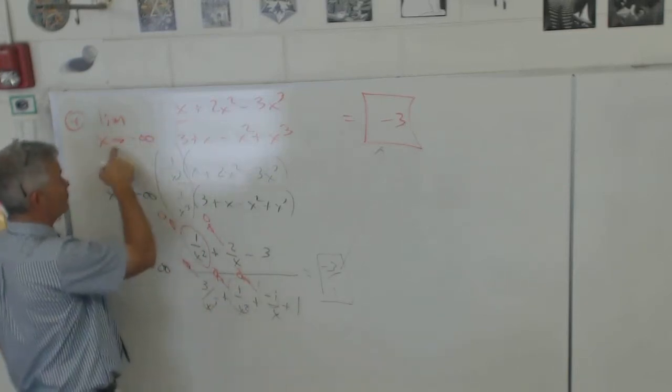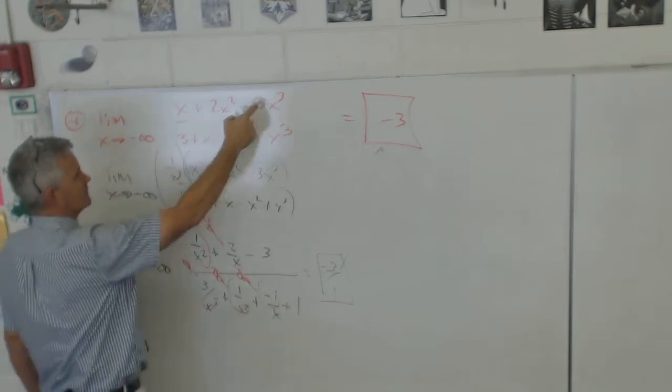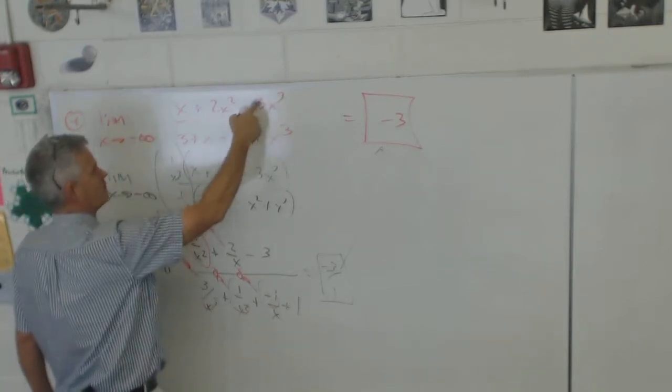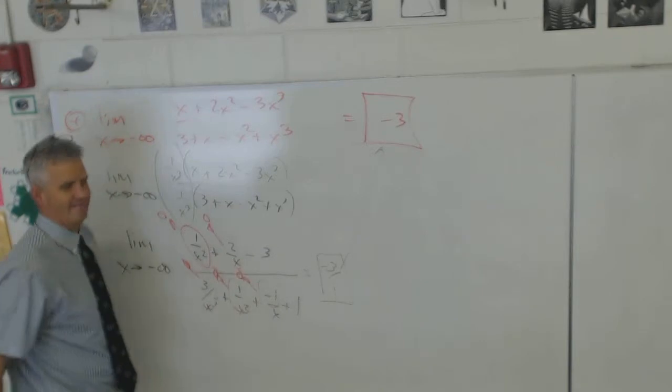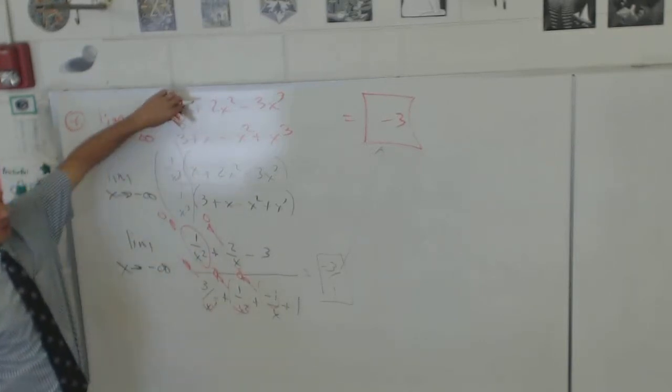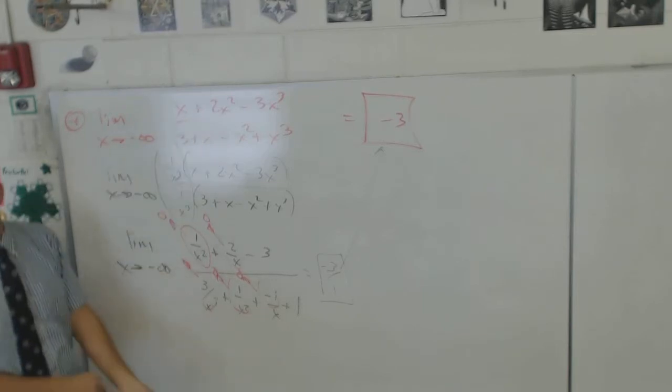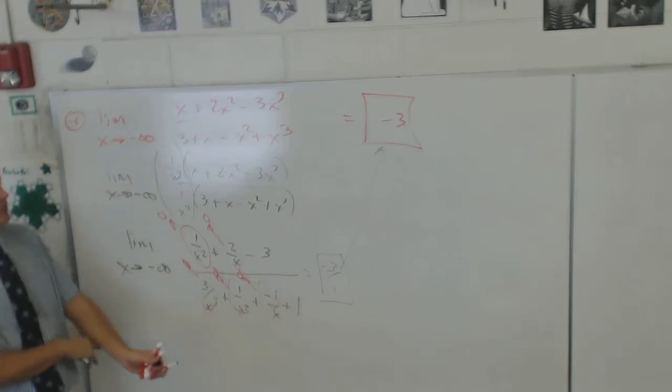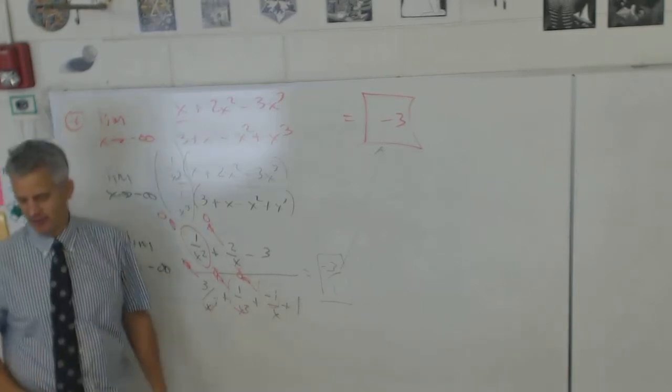You should say, hey, I'm going to infinity or -infinity. Let's look at the degree of top and bottom. They're the same. Take the ratio of the coefficients. Done. That only works for rational functions. Polynomial on top, polynomial on bottom. Polynomials are smooth and continuous. Very nice to work with.